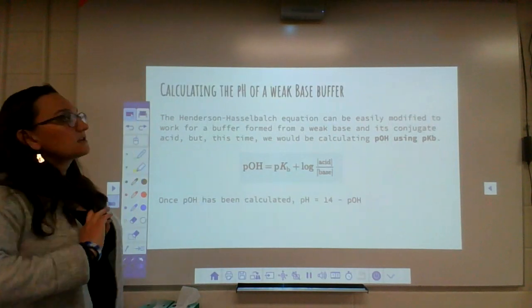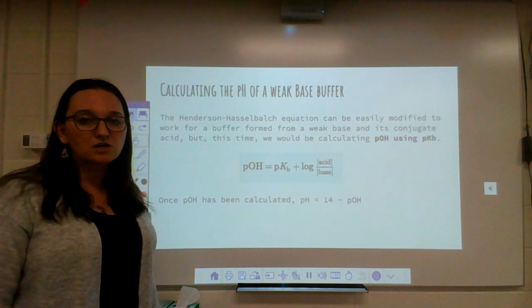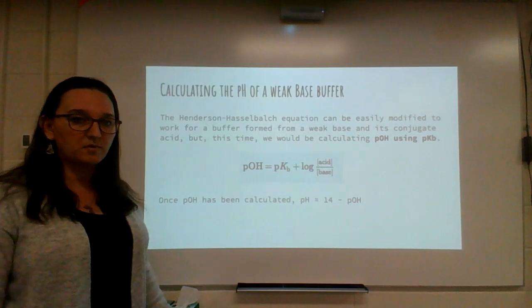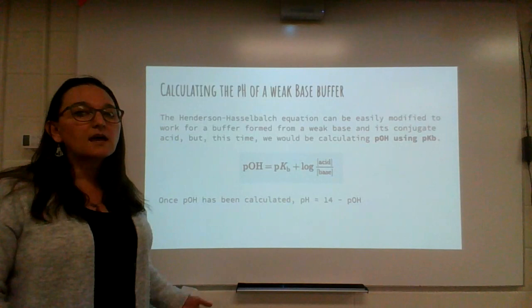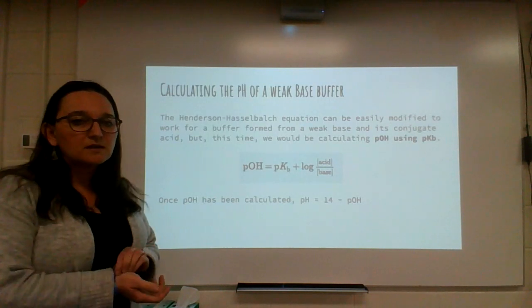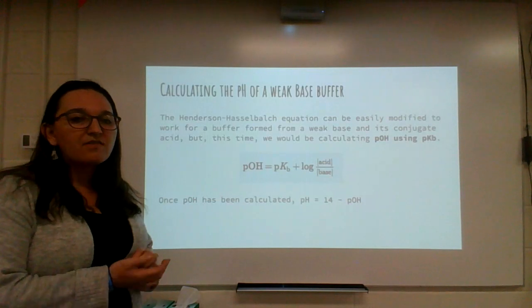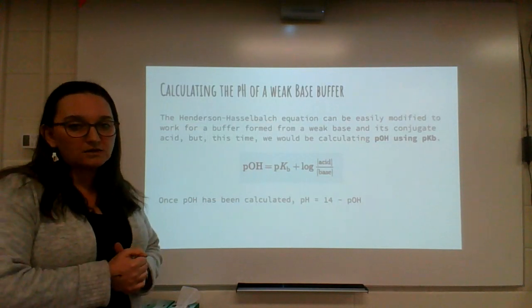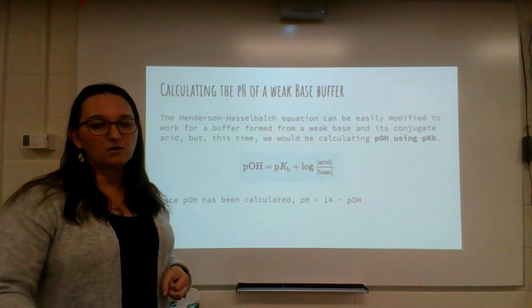To calculate the pH of a weak base buffer, the Henderson-Hasselbalch equation can be easily modified to work for a buffer formed from a weak base and its conjugate acid. But this time we would calculate pOH using pKb. So we substitute these values into the Henderson-Hasselbalch equation, and then once you calculate the pOH, you use the equation pH is equal to 14 minus pOH.